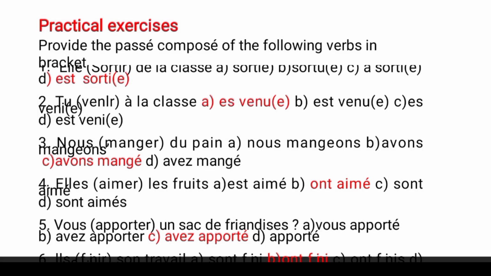Look at tu, they have venu à la classe. Now venu is also a movement verb. Être, you go for it. So tu es venu becomes our answer.